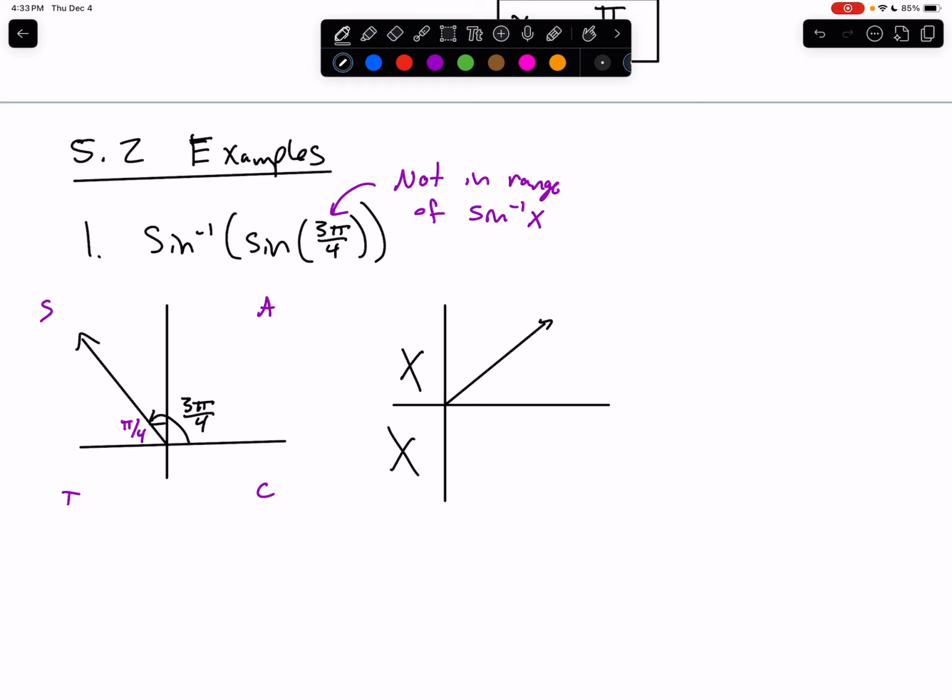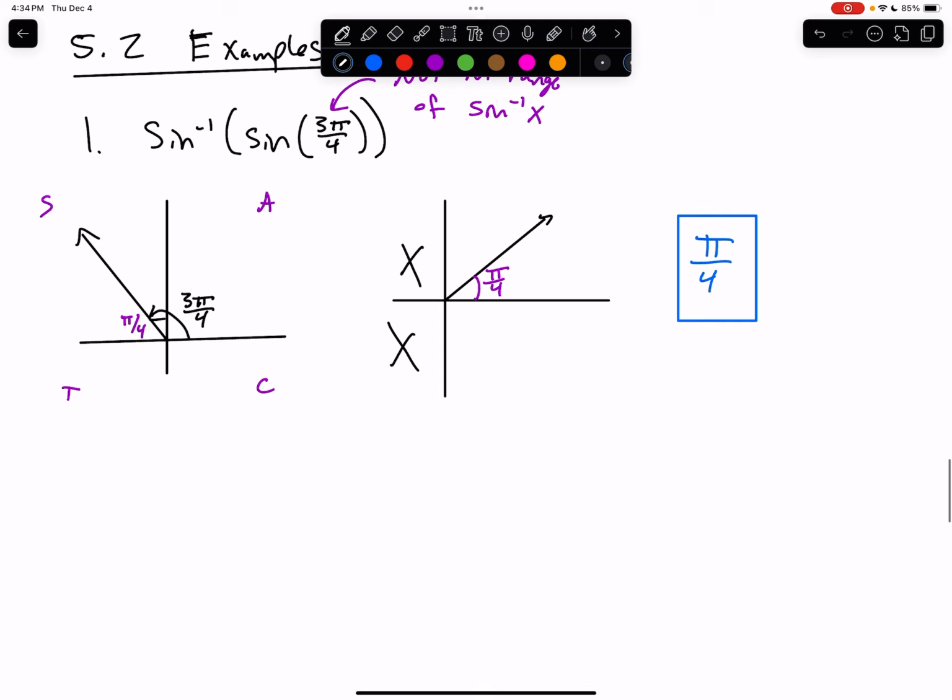And what angle in quadrant 1 has a reference angle of pi over 4? Well, it's just pi over 4. So pi over 4 would actually be my final answer for this problem. So not 3 pi over 4, just pi over 4. So let's do another one like that.